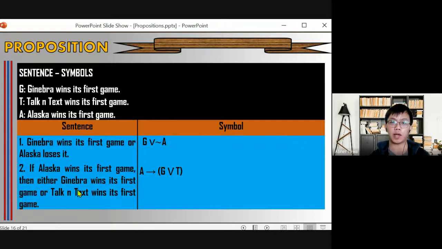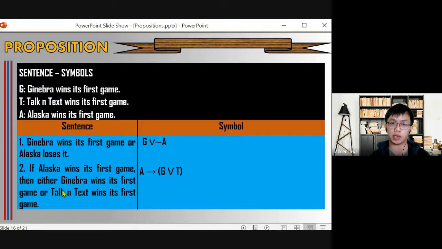So for implication and conditional, ang tawag natin sa parts niya ay hypothesis and conclusion. Yung nauna yun yung hypothesis, and then the second one will be the conclusion. Okay. So ang hypothesis natin dito is Alaska wins its first game. So that will be our, and the symbol for that is capital letter A. And then the symbol for if-then is the one-sided arrow. And then the conclusion is Ginebra wins its first game or Talk and Text wins its first game.